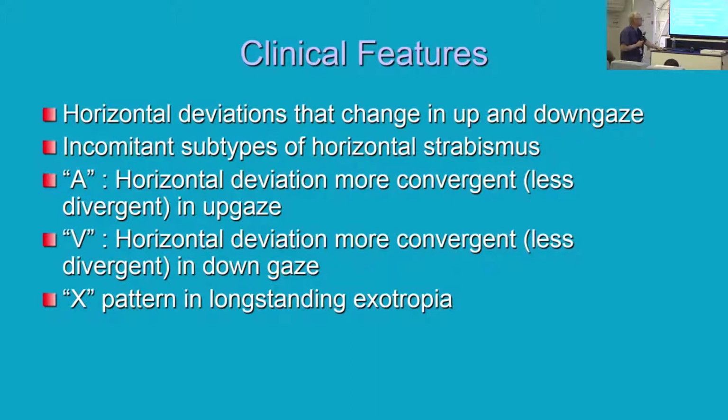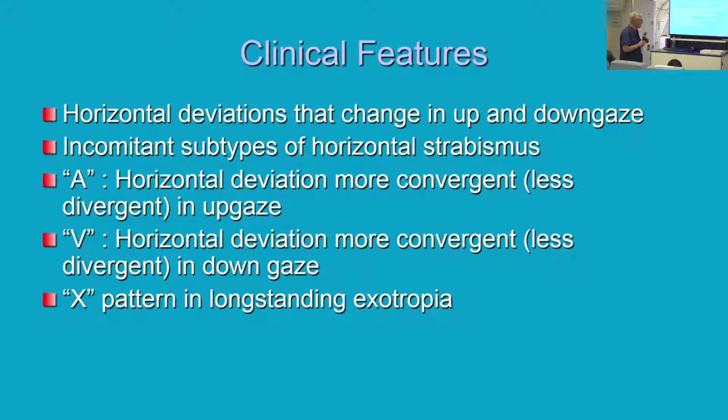Horizontal deviations that change in upgaze and downgaze. These are incomitant subtypes of horizontal strabismus. In the A pattern, the horizontal deviation is more convergent or less divergent in upgaze. In the V pattern, the horizontal deviation is more convergent or less divergent in downgaze, hence the V.